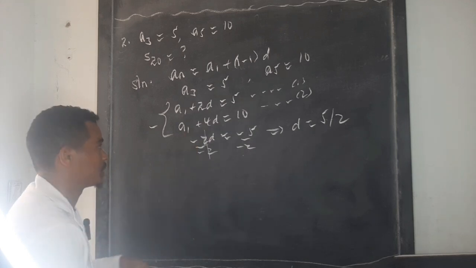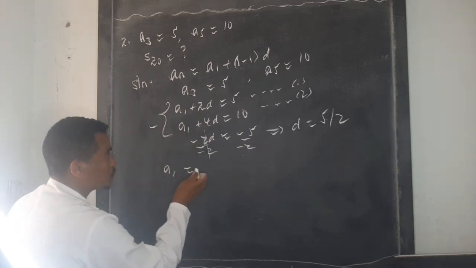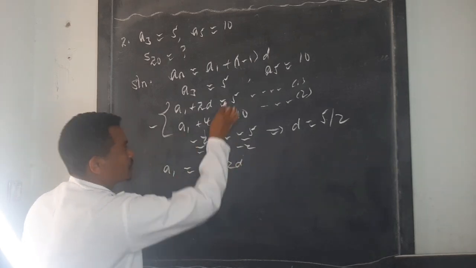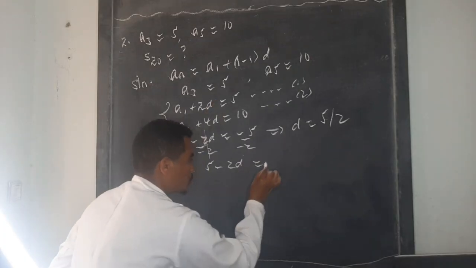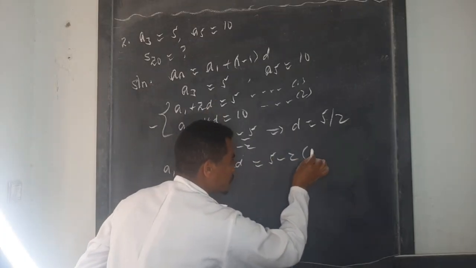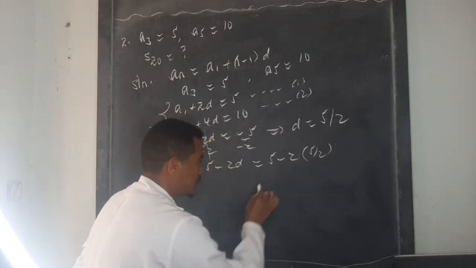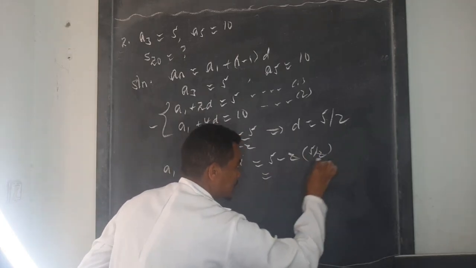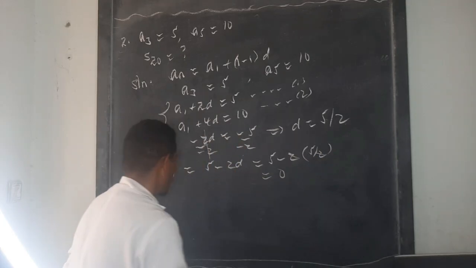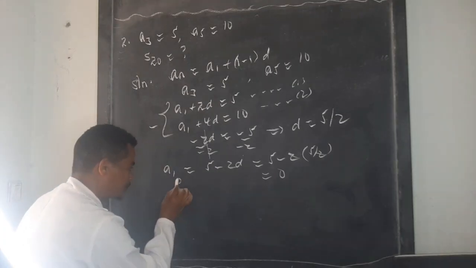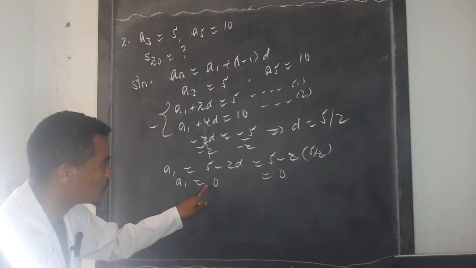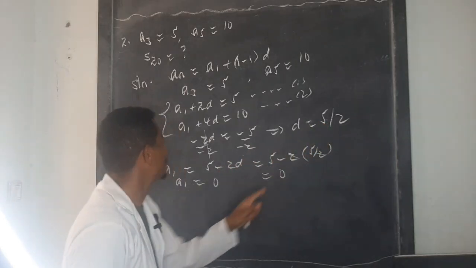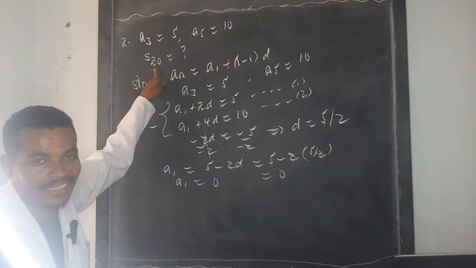To get the first term, substitute here. That is a1 is equal to 5 minus 2d from equation 1. This is equal to 5 minus 2 times 5 over 2. The 2s cancel, and 5 minus 5 is 0. So the first term a1 is equal to 0, and the common difference is 5 over 2. We are asked to find S20.